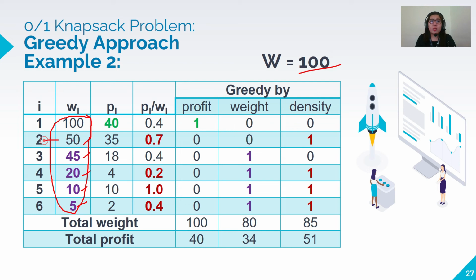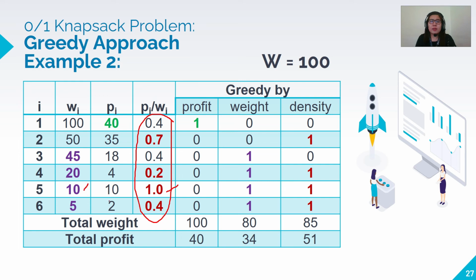So, we'll no longer include items 1 and 2. So, we have here 0, 0, 0, 1, 1, 1, 1. So, our total weight is 80. So, yung sum nito. And the total profit, yung sum rin nito. Okay? Next, we have greedy by density. So, for greedy by density, we have this one. We'll get the largest profit density first. So, ang largest is this one, 1.